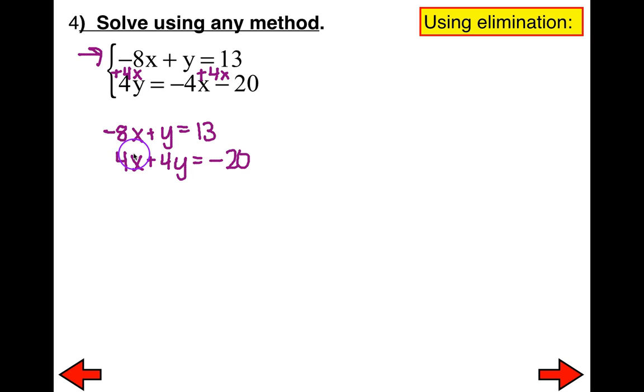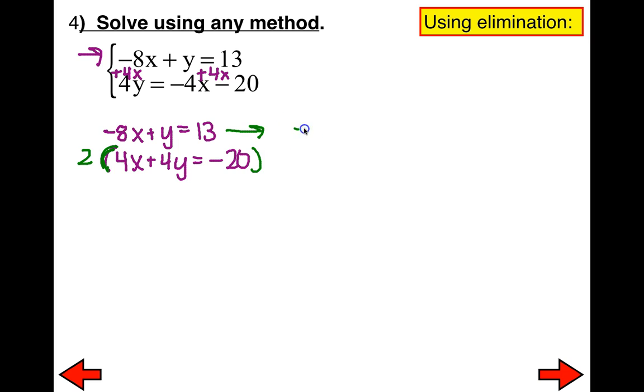I think it's going to be easier actually to eliminate the x's. Why? Because there's already one that's negative and one that's positive. And the lowest common multiple between a 4 and an 8 is 8. So this one wouldn't have to change. This one would only have to change by 2. So let's go ahead and multiply that by a 2. Notice it's a positive 2. Again, why? Because there's already a negative number here and a positive number here. That's exactly what we want.